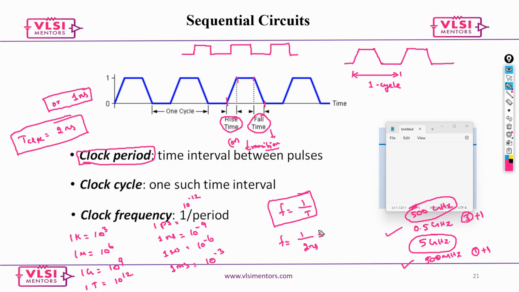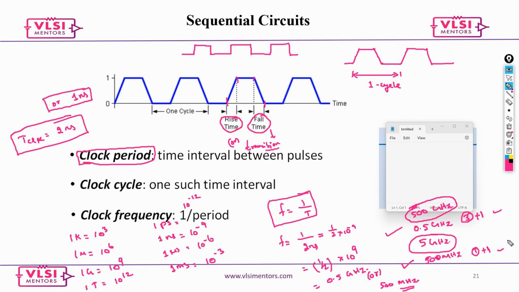Now a simple math: 1 by 2 into 10 to the power minus 9. When you solve this, it is 1 by 2, and the minus 9 becomes plus 9 when it goes to the top, so it becomes 10 to the power 9, and this becomes 0.5 gigahertz, which is equivalent to 500 megahertz. So the right answer is 500 megahertz.